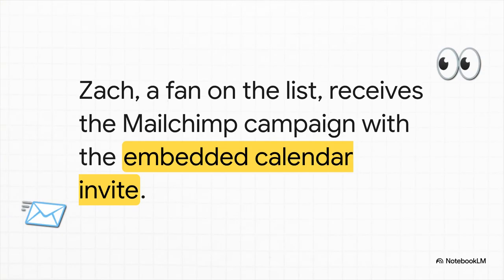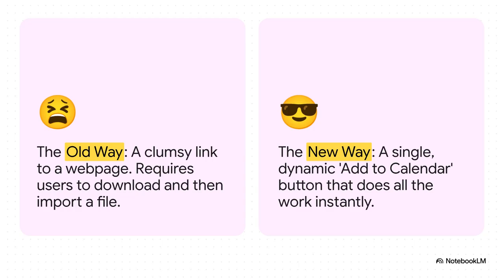Okay, so let's put ourselves in the shoes of a fan. We'll call him Zach. An email from Mandy pops up in his inbox. He opens it up, reads about the game, and then he sees that very clear, very tempting call to action button. And you have to understand, this is a huge improvement over the old way of doing things. You know the old way, right? A plain text link to some web page where Zach would have to hunt for a download, save a file, open his calendar. It's just clunky and nobody does it. This new way, it's one dynamic button that does all of that heavy lifting for him.